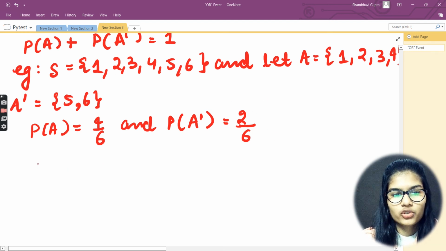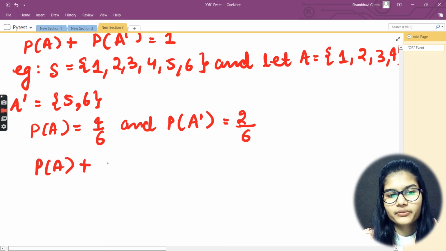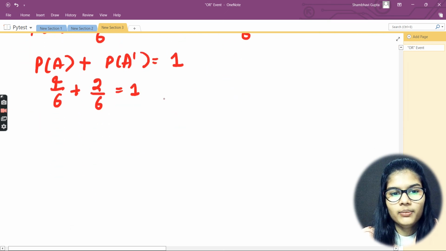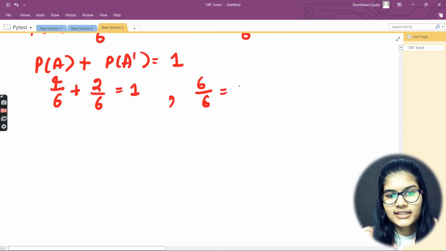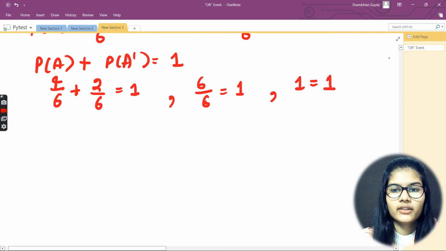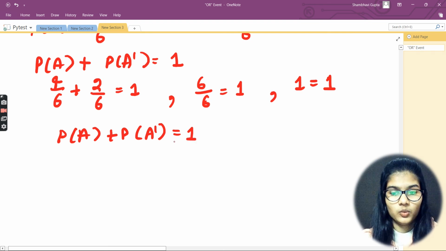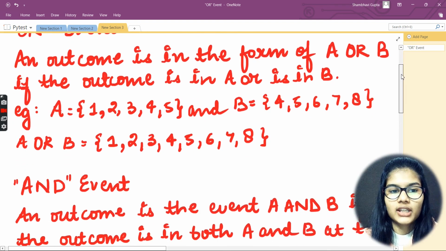Now if I add both of those, probability of A plus probability of A prime is equal to 1, so if I apply 4 by 6 plus 2 by 6 and verify this out, here you will have 6 by 6 is equal to 1. So in that case, 1 is equal to 1. We have verified that the probability of A plus probability of A prime is equal to 1.